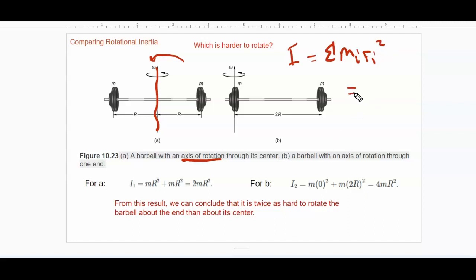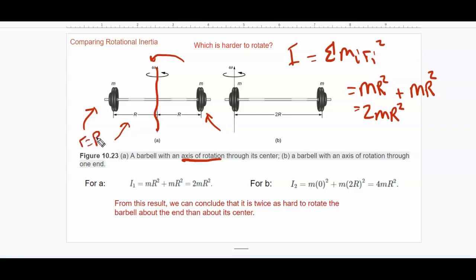But in this situation, we are adding up two masses, because we have a mass here and a mass here. So what would we be adding? Well, we have m times r squared plus m times r squared, which would be 2mr squared. Remember, little r represents the distance from the axis of rotation, which in this case is equal to big R.